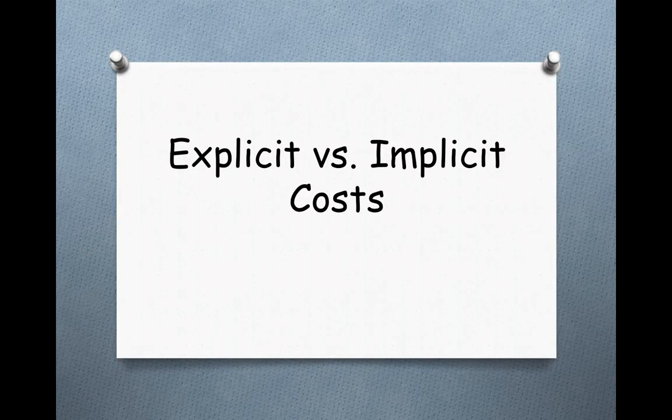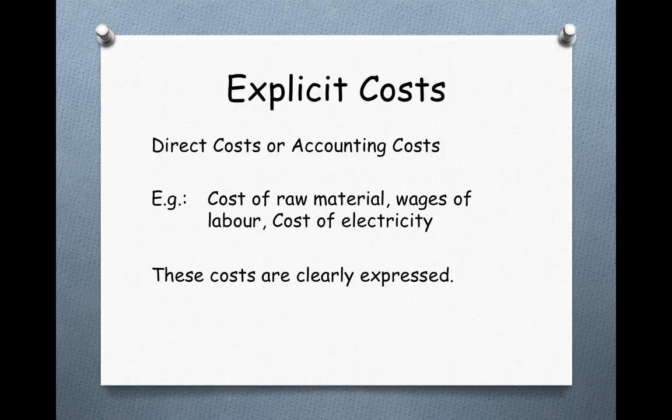Explicit versus implicit costs. Now, what are explicit costs? Explicit costs are costs that are directly stated. These are the accounting costs. These costs are clearly expressed. It is marked on the good or the service or the particular material or the resource that we are using for the production.